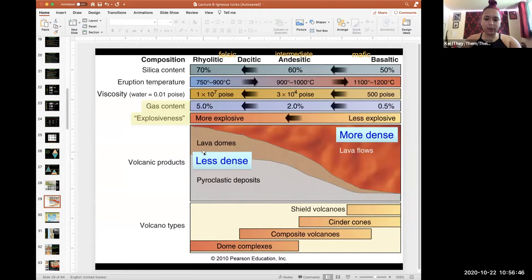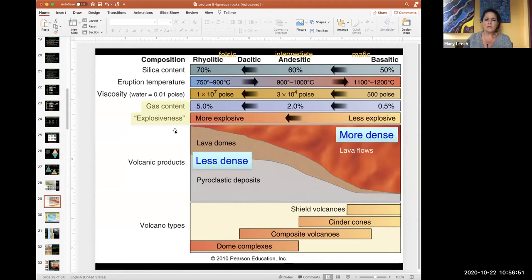Okay, so some important things that I just wanna highlight here. The composition, the silica content and the gas, the volatile content. I'm gonna switch between saying gas and volatiles, so I hope that is making sense to you now. The volatiles are all the bubbles or all the gases that are released into the air during a volcanic eruption, but underground, these gases are dissolved into the magma itself.